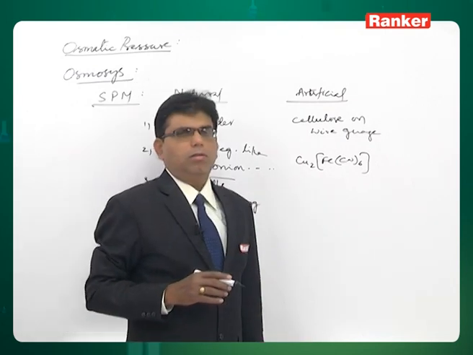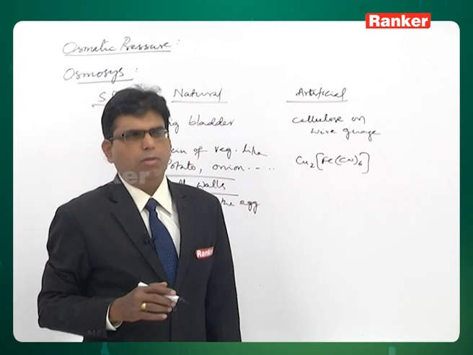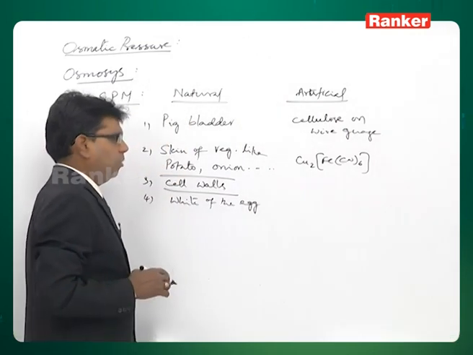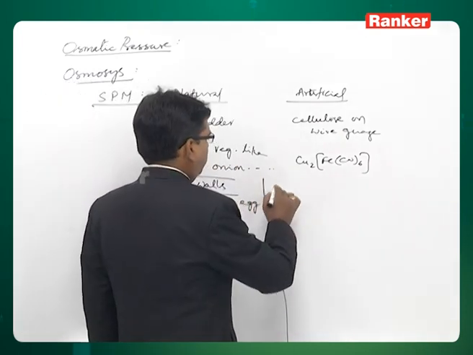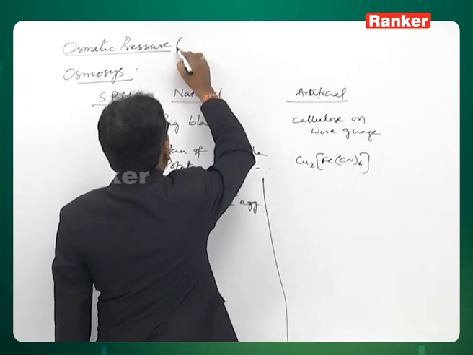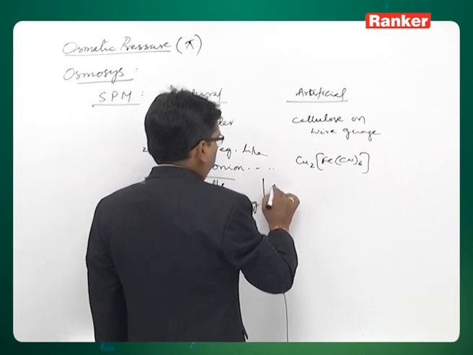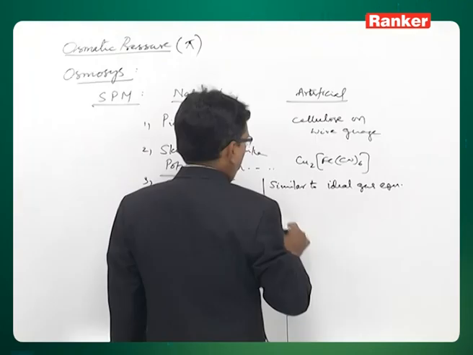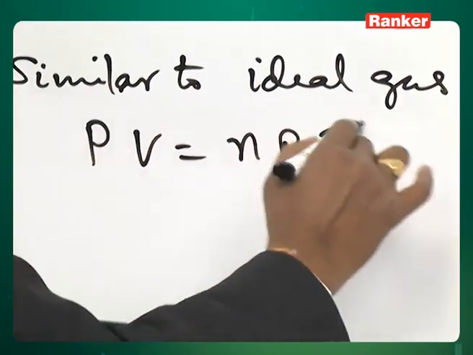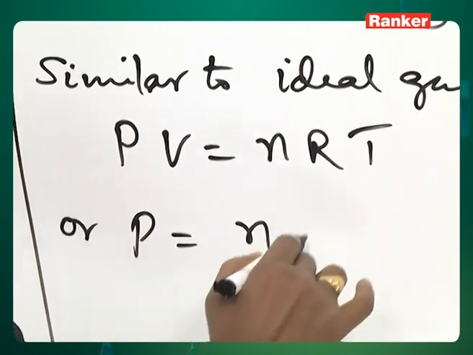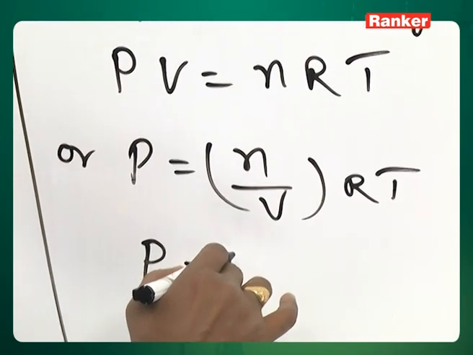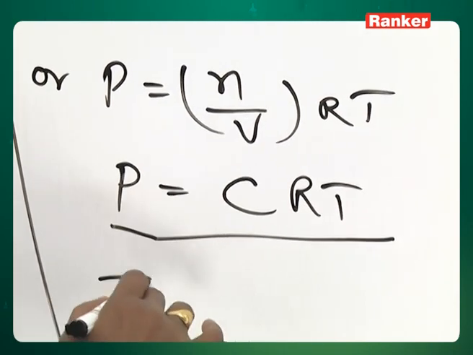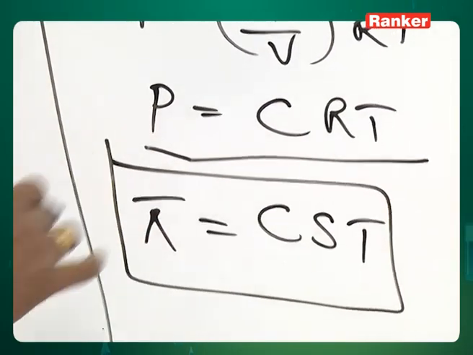Now, what is the mathematical equation we use to determine the osmotic pressure of any particular solution or any particular solvent or in general a liquid? What is the governing mathematical equation? Osmotic pressure is represented with the symbol pi. We write that similar to the ideal gas equation, that is PV equals nRT, or we write P equals n by V RT, where n by V is nothing but molar concentration C, so P equals CRT. Exactly the same way, osmotic pressure pi equals CST.